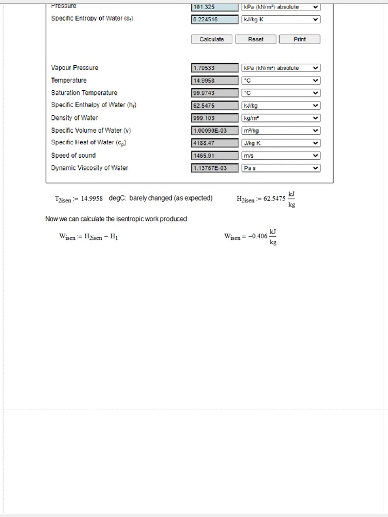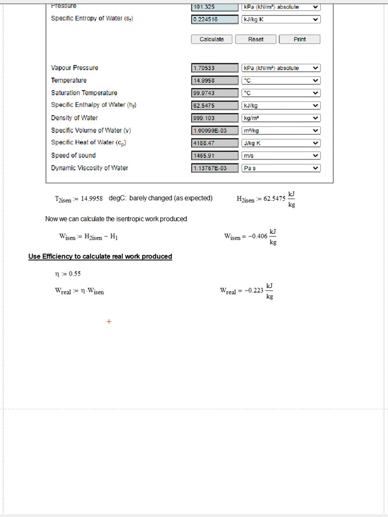So now that we know the isentropic work, we can calculate the real work. We take the efficiency, and remember, in the case where we're producing work, the real work is going to be less than the isentropic work. And so you see with a 55% efficiency, we get a real work of 0.223 kilojoules per kilogram. So again, low number, it's negative, but that makes sense based on what we're dealing with.